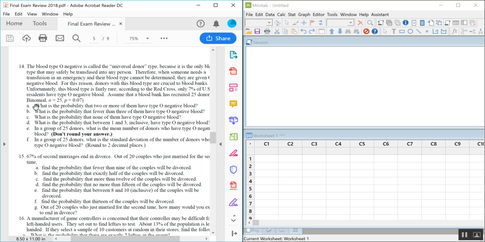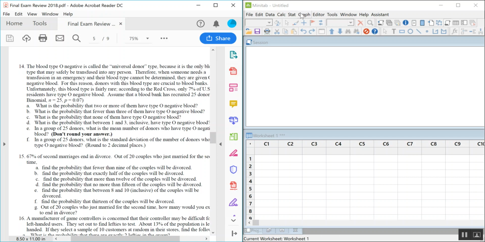Since this is a binomial, I'm going to be using Minitab to calculate the probabilities because, as you can see as you look at each of these questions, it's asking about probability. This is not to say you couldn't do these by hand. I'm just going to choose not to. The first thing it asks is, what's the probability that two or more of the individuals in the sample of 25 have type O negative blood? Two or more means two or greater, so greater than or equal to 2.